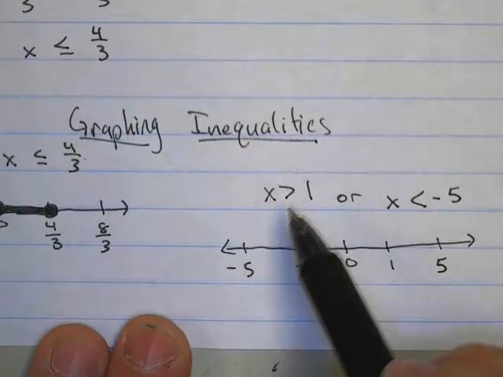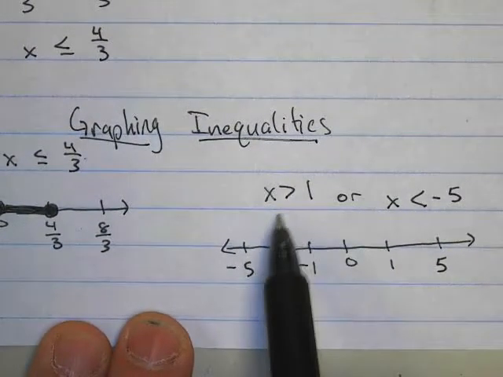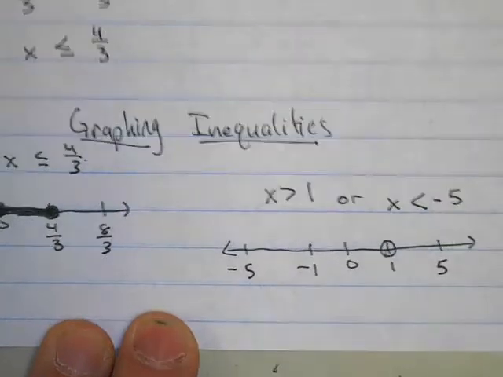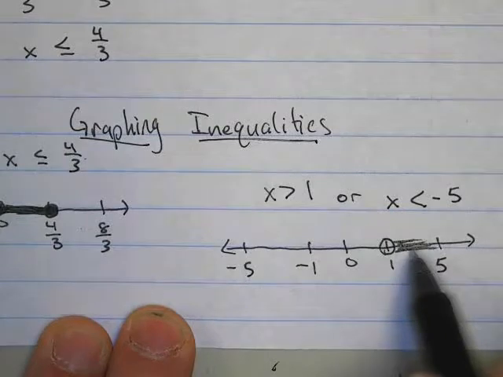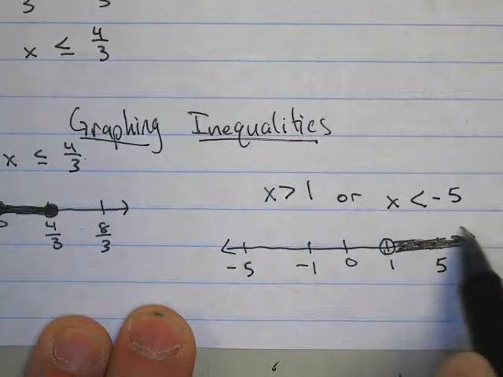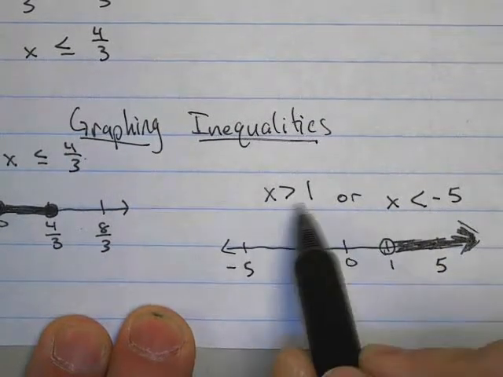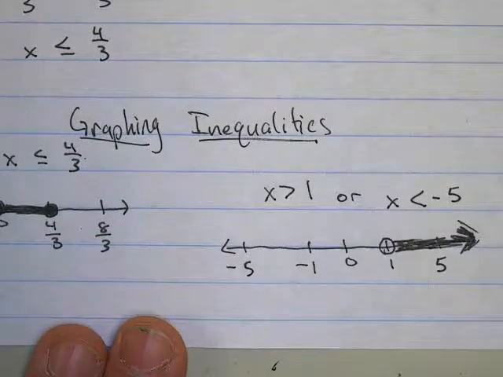So we know that x is greater than 1, no line underneath, so we use an open circle. Then I'm greater than 1, so I'm going to shade so that all my values that are greater than 1 are included. 5 is greater than 1, so that's why I want to shade to this side.